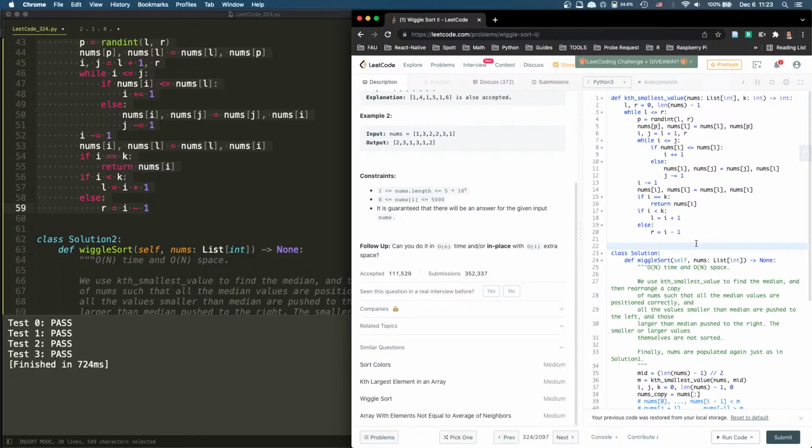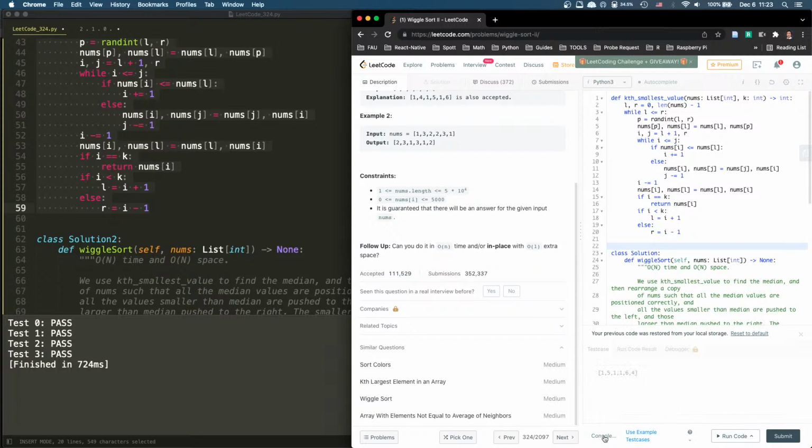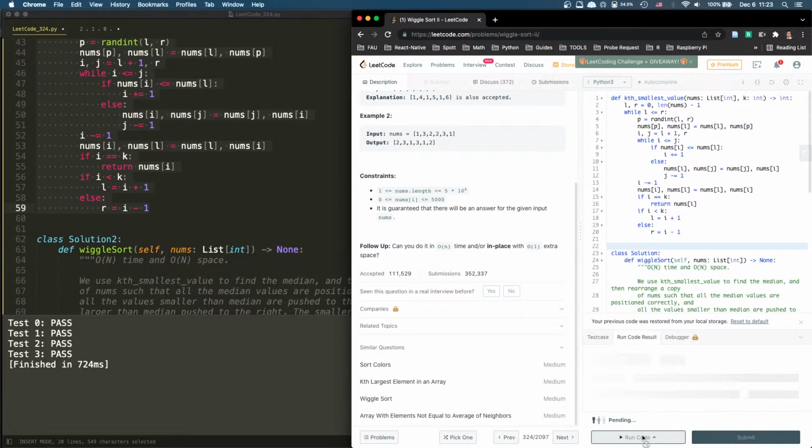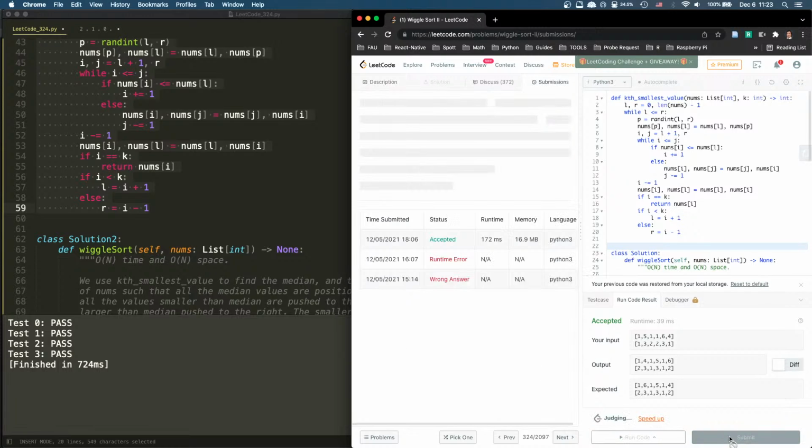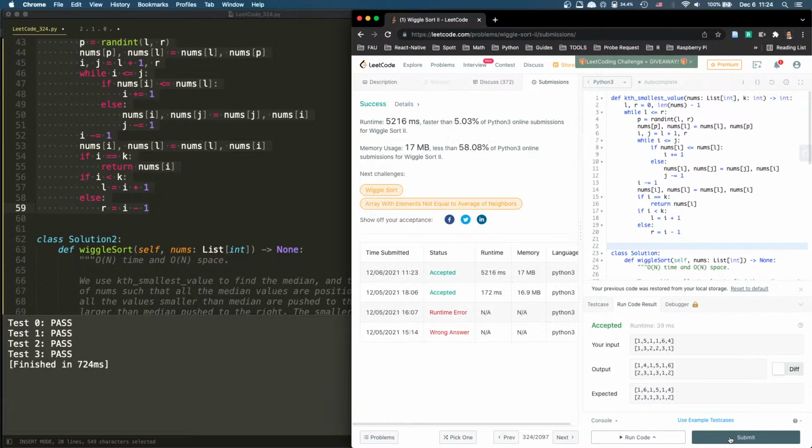Okay, so let's try it. We shall pass, right? And then we submit this and see how long it takes. Doesn't really matter how long it takes, I just want this to be correct. Yep, it's correct. Gonna take... whoa, why does it take so long? 5,000 milliseconds.